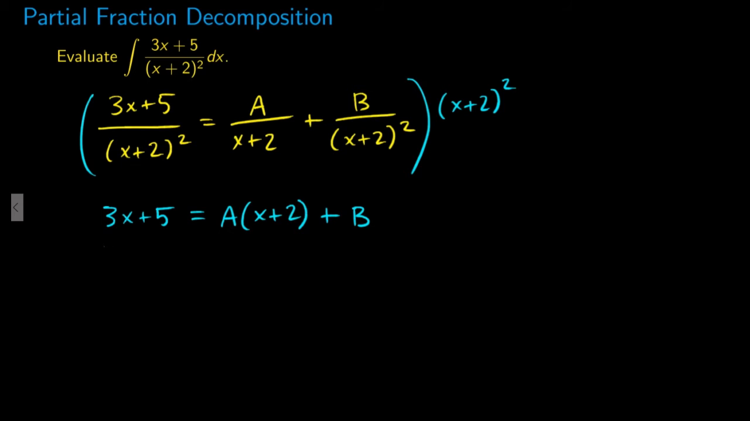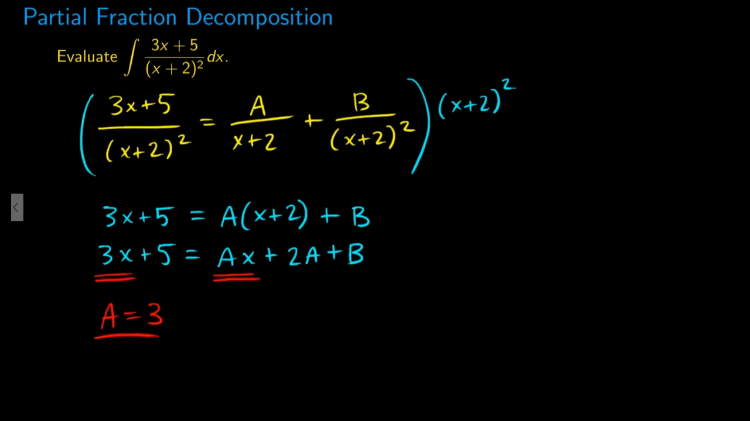Now I'm going to simplify my right side. I'm going to say 3x plus 5. We'll distribute this a in, and I have ax plus 2a plus b. Now, to solve for a and b, we're going to use a technique called equating coefficients. So notice, in these two expressions, they're equal, and on the left I have 3x's, and on the right I have ax's. So if these are really equal, then a must be 3. We have to have the same number of x's on either side. So we have a equals 3. Okay, that's one of our unknowns.